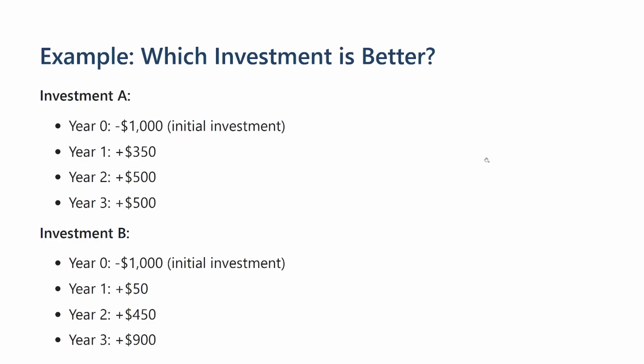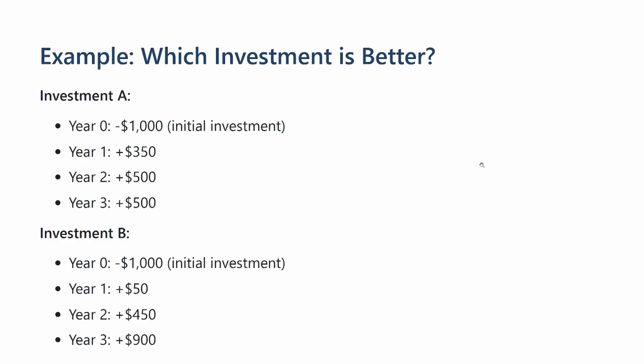An example being, here we have two investments and we're thinking about which one is better. Both of them will have an initial investment of $1,000 going out today. Investment A offers $350, $500, and $500 for years 1, 2, and 3. And investment B offers only $50 for year 1, $50 for year 2, but it offers a very good outcome of $900 at year 3. Well, it's a problem of paying now or paying later.